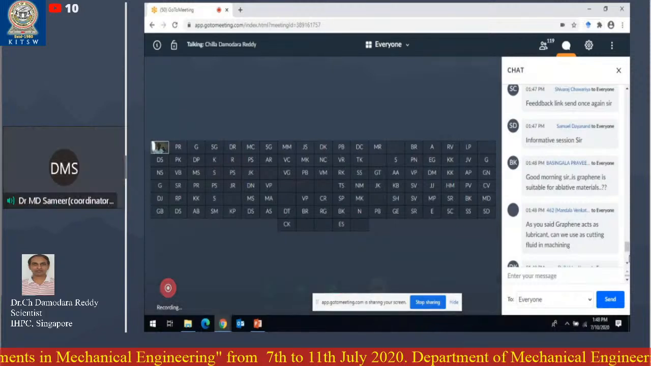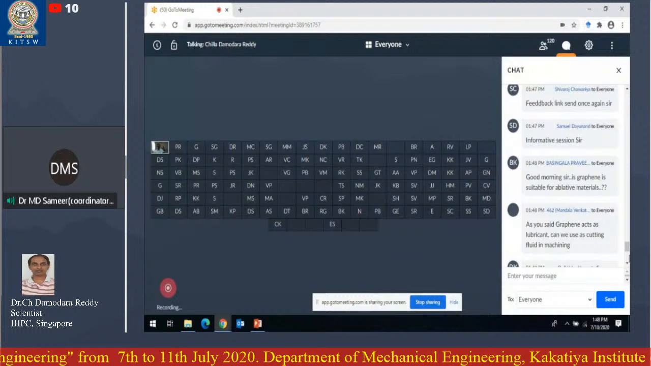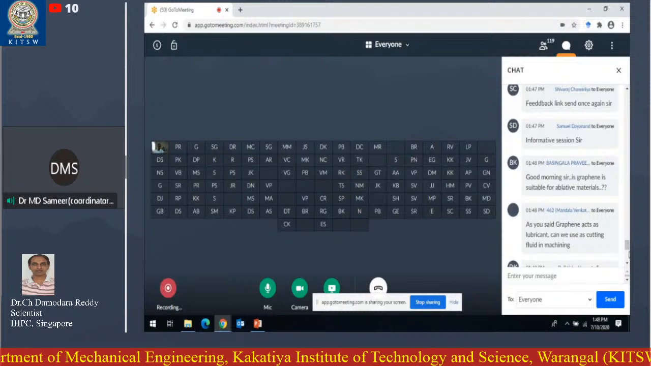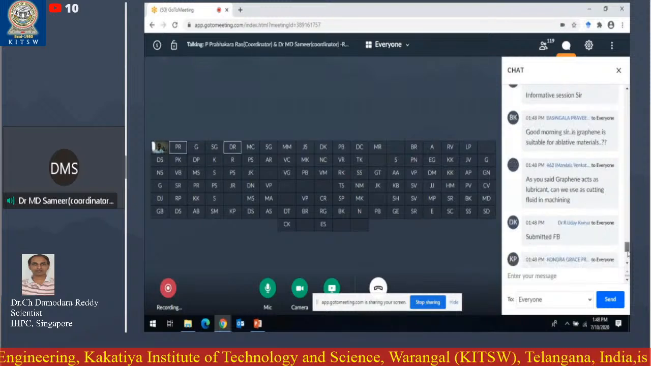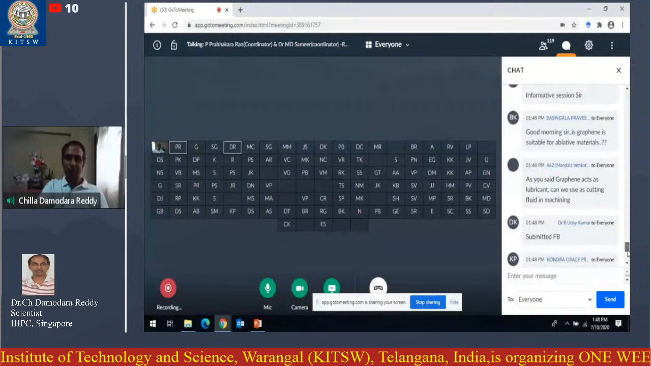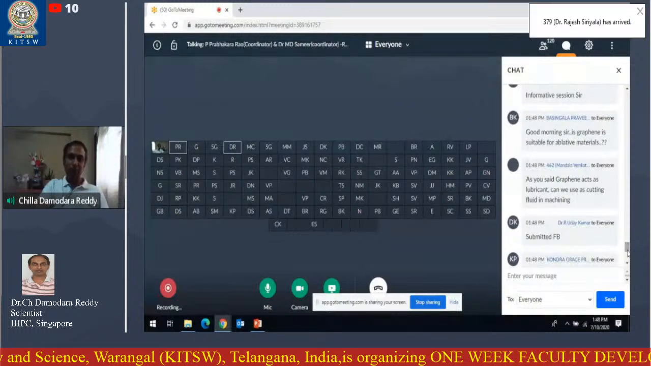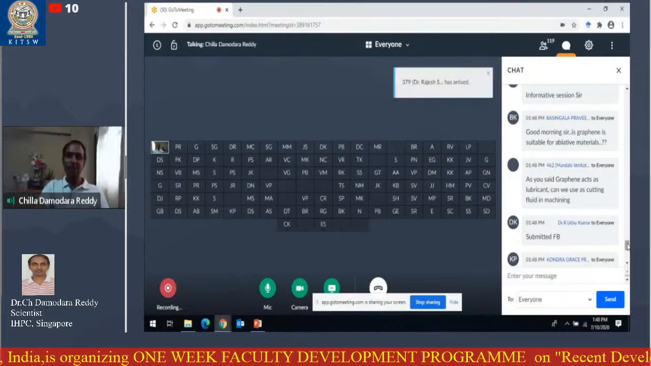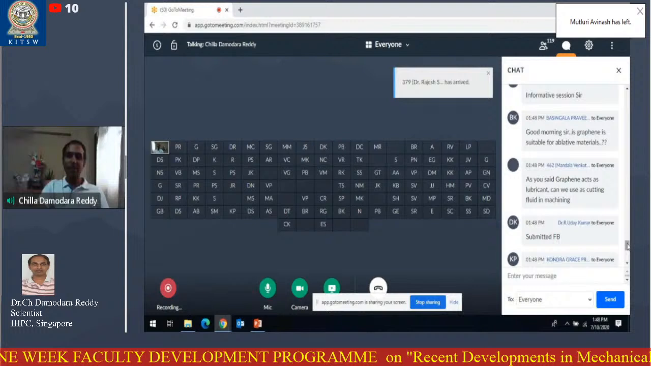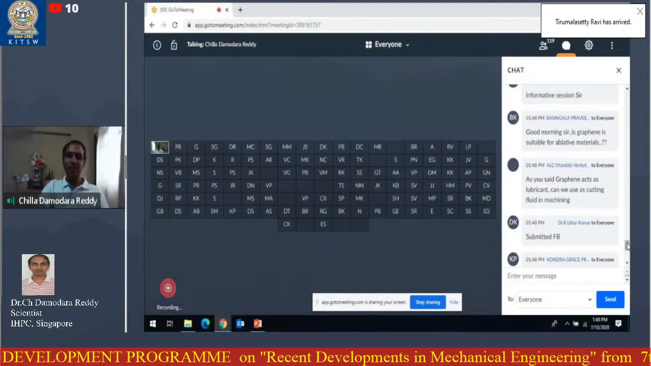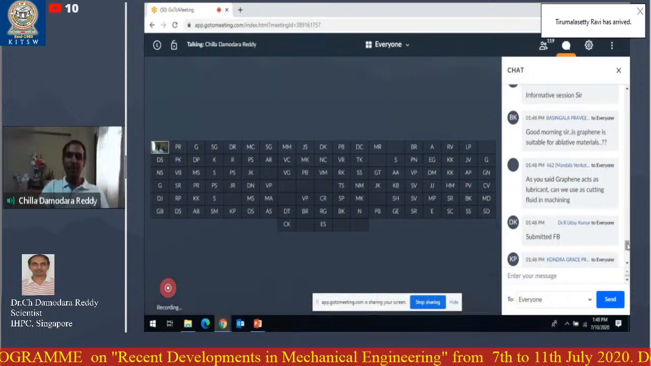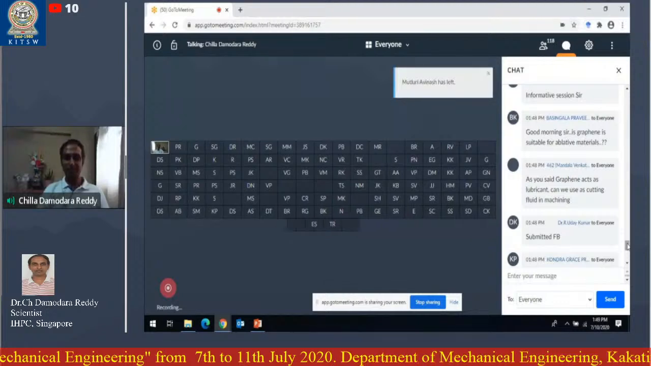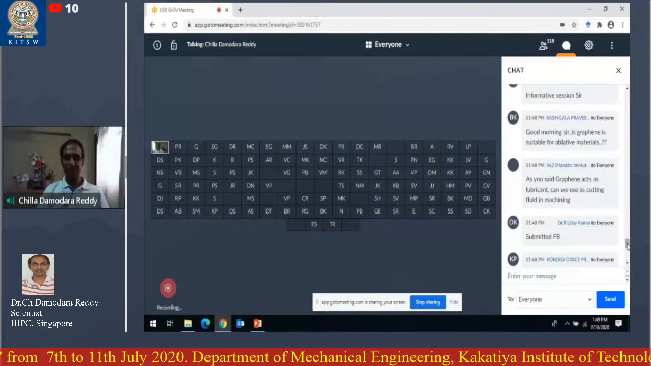Sir, one question from Uday Kumar, Venkat Ramana. As you said, graphene acts as a lubricant. Can we use it as a cutting fluid in machining? Yeah, you can use it for the cutting fluid, but I haven't seen any studies on this one. If it is a fluid, that means you have to mix it with some other lubricant, otherwise it won't work, because graphene cannot be liquid. So that's my answer. Okay sir, thank you sir.